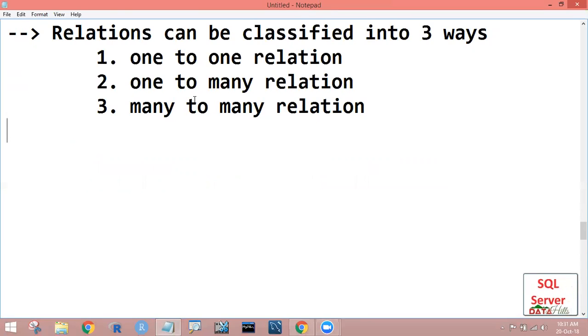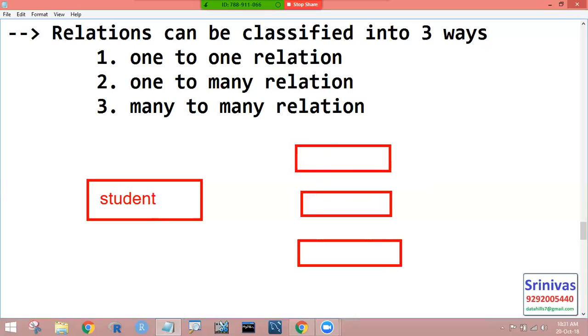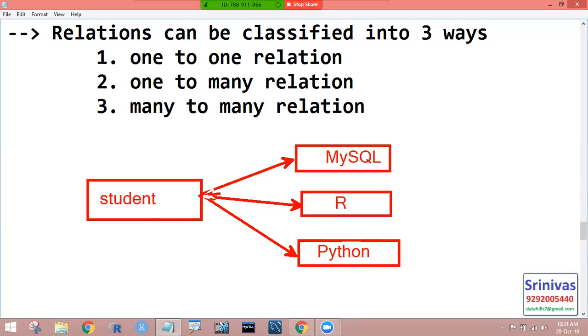Next, let us observe the second one, the one-to-many relation. An object has a relation with many other objects. For example, take a student on the left side and many objects on the right side. A student can learn many courses: MySQL, R programming, Python programming. This type of relation is called a one-to-many relation.